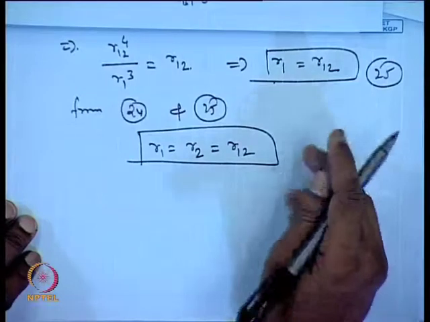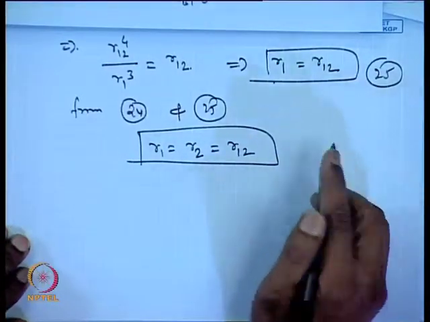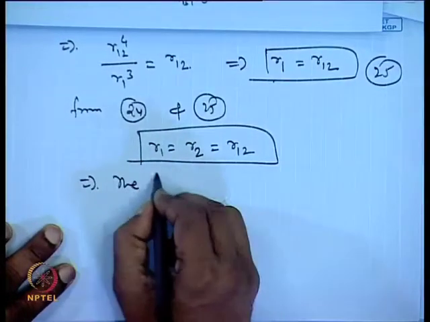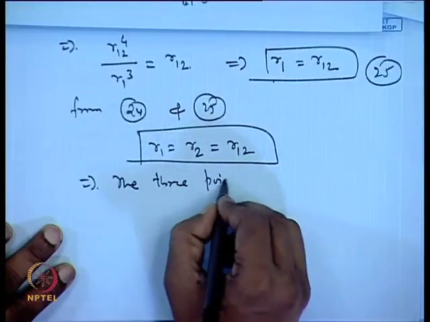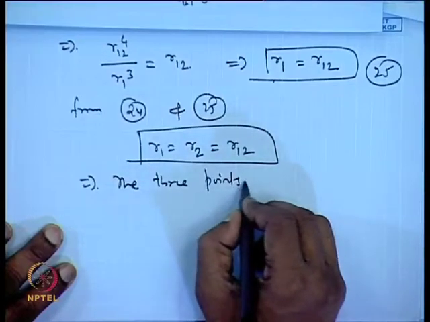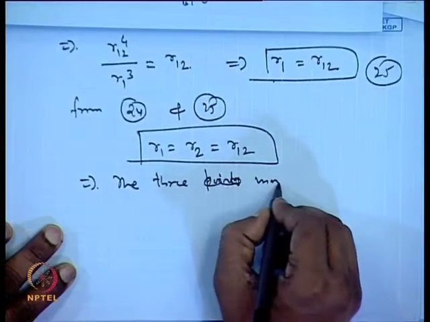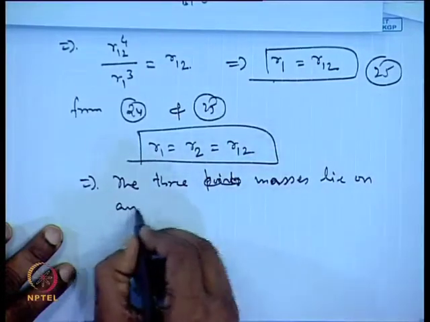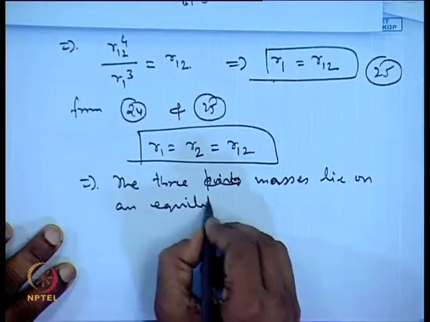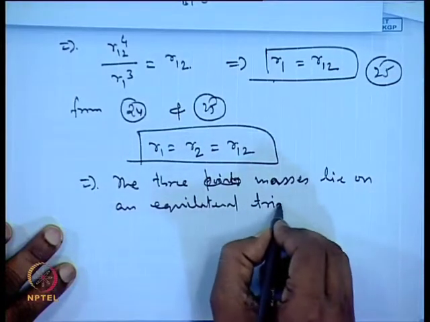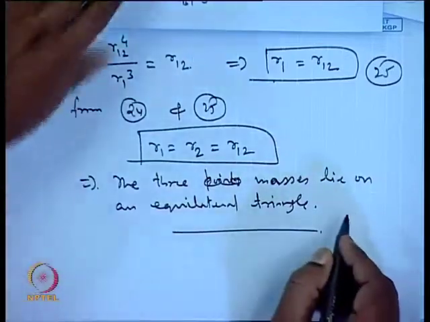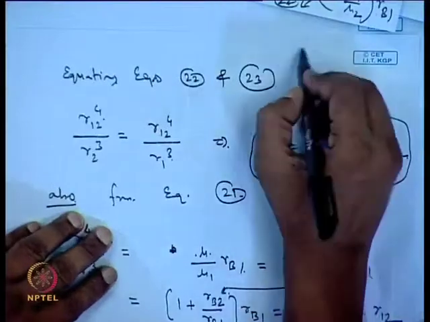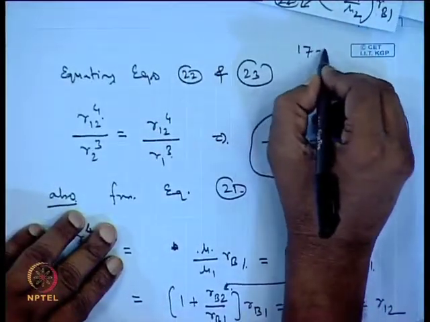So, there it was very easy, while here it took some time to work it out. Okay. So, this implies the 3 points or the 3 masses lie on an equilateral triangle. So, this is 17.